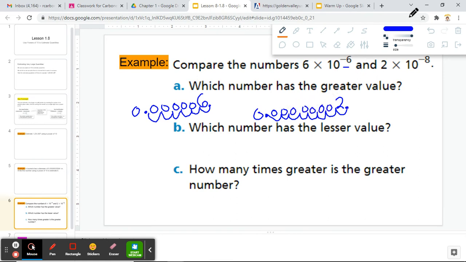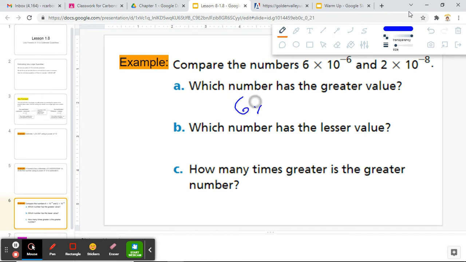So if we're comparing these two numbers here, look how many more zeros this 2 times 10 to the negative 8 has, right? Since that has many more zeros, that means the number that has greater value is going to be the 6 times 10 to the negative 6, because this exponent right here is much closer to 0 than this one is. All right, so which number has lesser value? Well, if that one has greater value, then it only makes sense that the other one has lesser value.